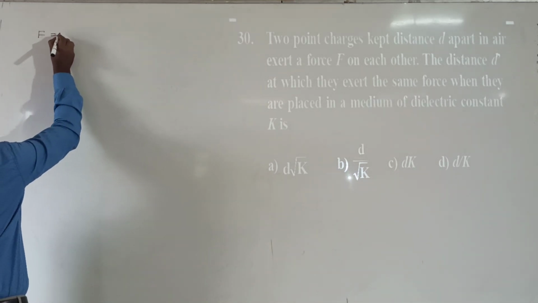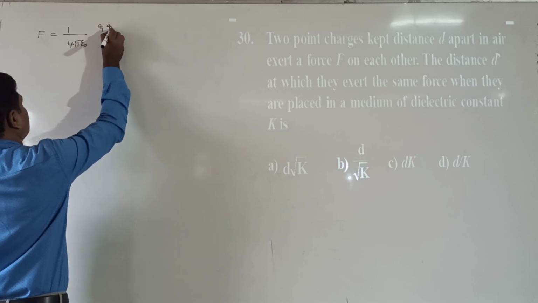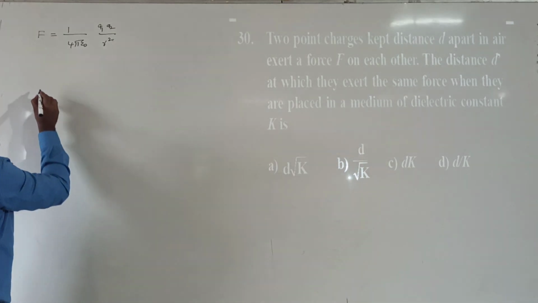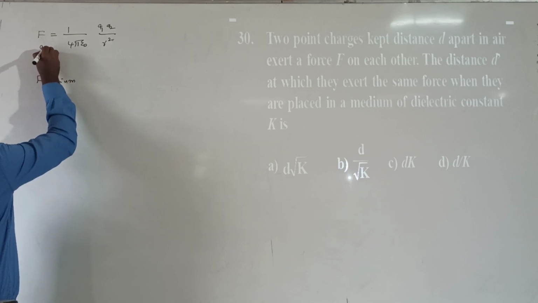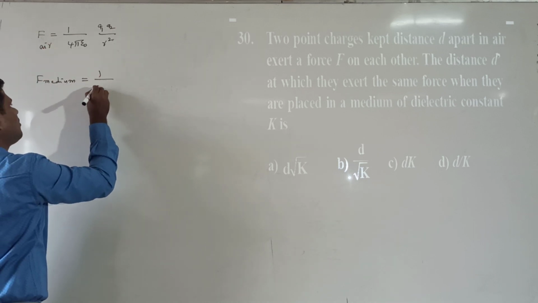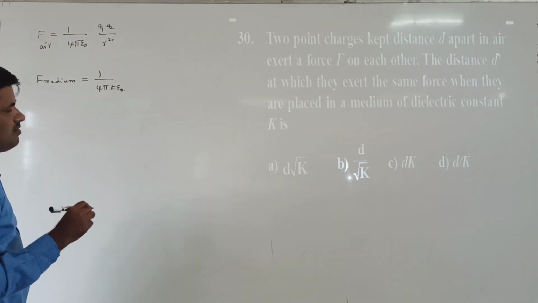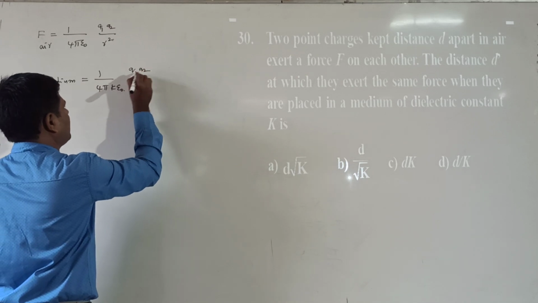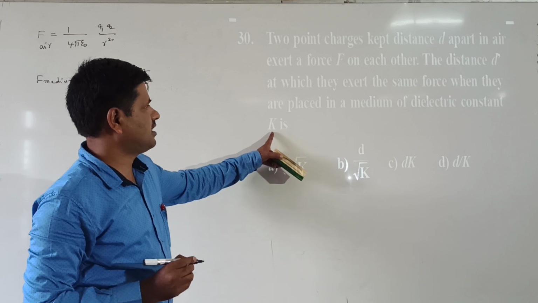This is air. For air the formula is 1 by 4 pi epsilon naught, q1 q2 by r square. This is the air medium, where epsilon naught is coming. Now in the medium, F medium is equal to 1 by 4 pi K epsilon naught. Medium means we can take epsilon equal to K into epsilon naught, q1 q2 by r square. Same distance. Dielectric constant is K.